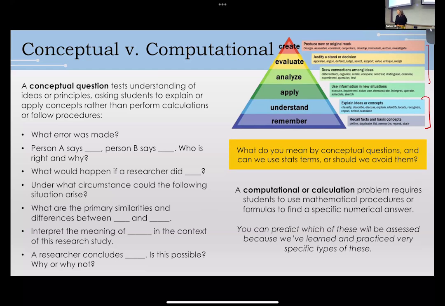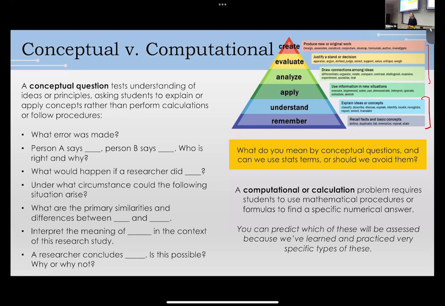Right? So what mistake was made? Person A says this, or did this in their research. Person B did this, right? Person A says the variance of the sample is this. Person B says the variance is this. Who's right? Why? Well, what does that require you to understand? It requires you to understand how you calculate the variance of a sample differently from a population, right? So it's always an application level concept.